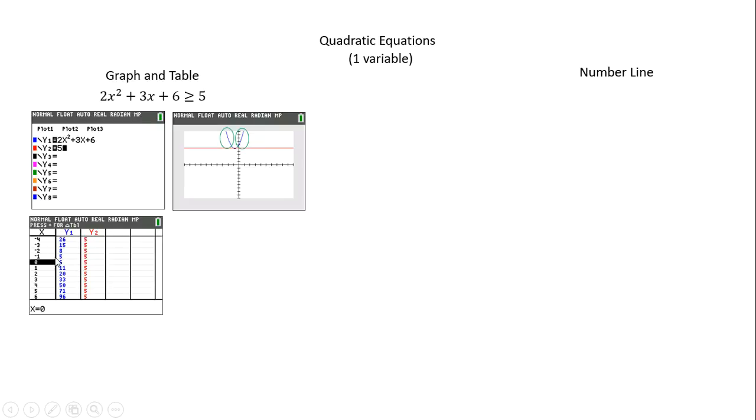Let's adjust our table setting. If we're looking at the graph, it looks like, well, it's at -1. That looks kind of like -1/2. So let's go up by 1/2. So you can adjust your table setting to make the delta table, that's a change in table, be 0.5. That'll make it go up every half unit instead of every 1 unit.